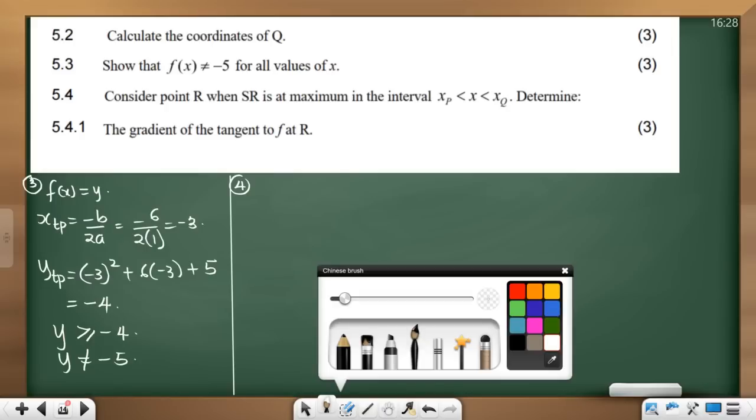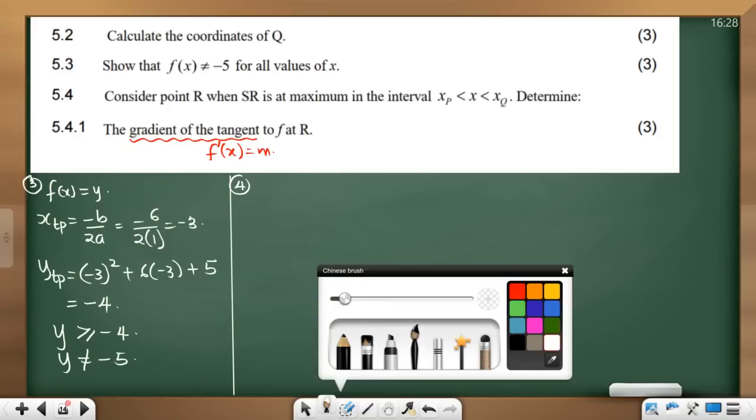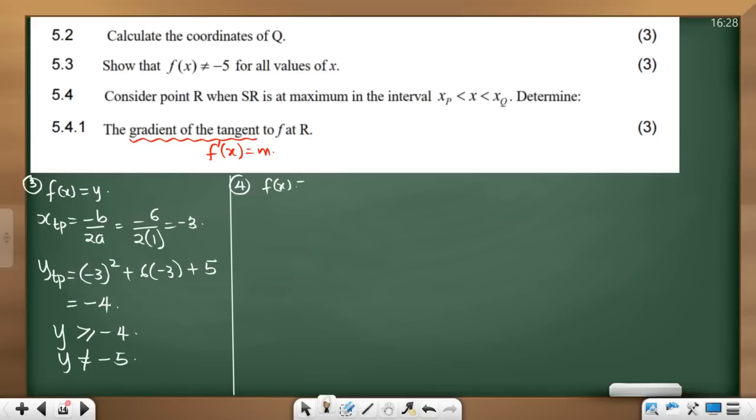Guys, okay, I'm just going to go the conventional way here. Gradient: f prime of x is equal to m. That's the conventional way. So I know my f of x as x squared plus 6x plus 5. Okay, let's derive. But here's the problem. I'm looking for the gradient, and I know that if I can get the value of x, then I can get my gradient. Oh wait, but they said SR.